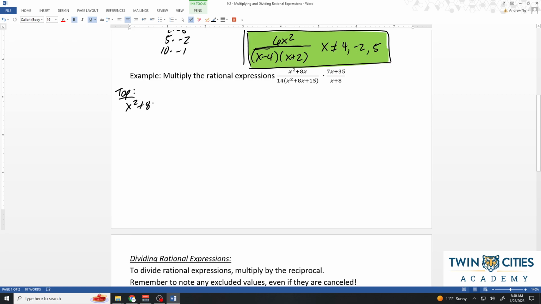X squared plus 8x. I see that these have an x in common, so I can bring that out to the front. And I will be left with x plus 8. Okay, and then this other one, 7x plus 35. I see that I can bring a 7 out to the front. And when I do that, I will have x here plus 35 divided by 7 is 5.